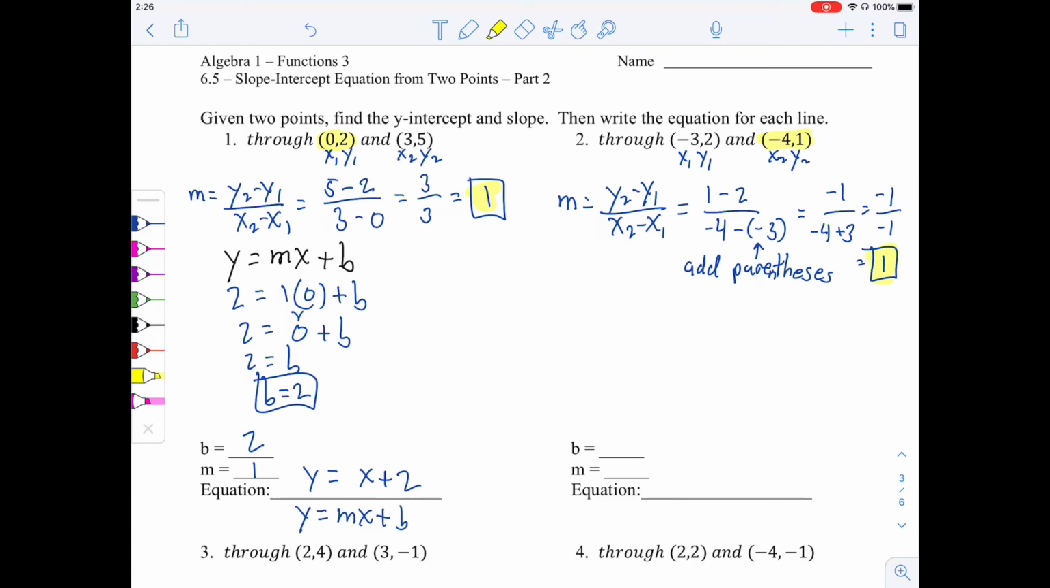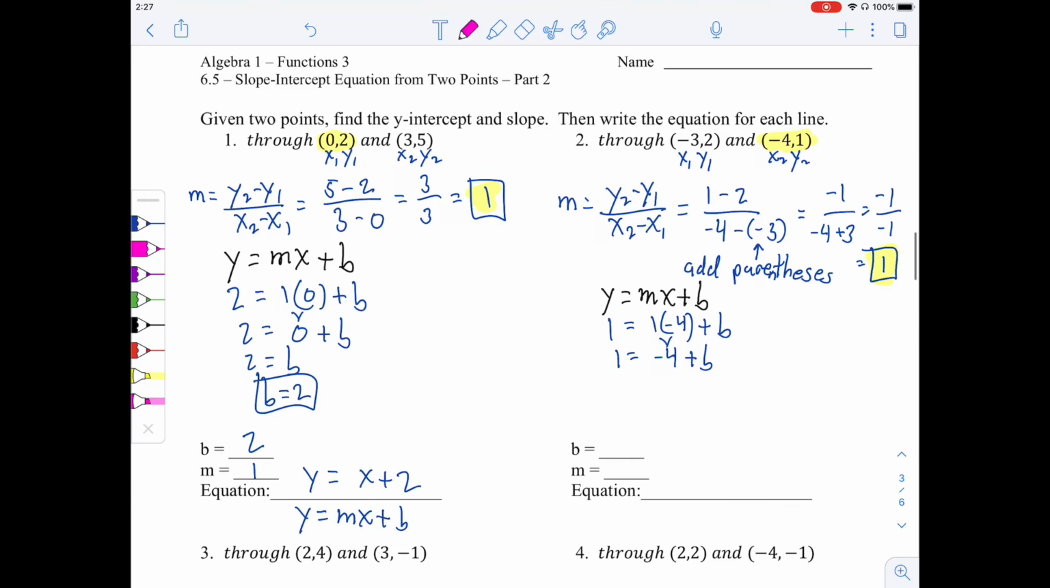Just use the second one. Doesn't matter. Either one will work. So y equals mx plus b, and then we choose the point. So we choose the second one, which is the y value is 1. Our m, we calculated it to be 1. Our x value is negative 4, put parentheses, right? Plus b. So we have 1 equals 1 times negative 4, which is negative 4, plus b.